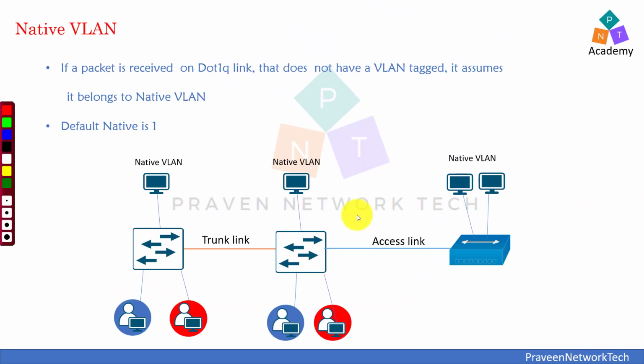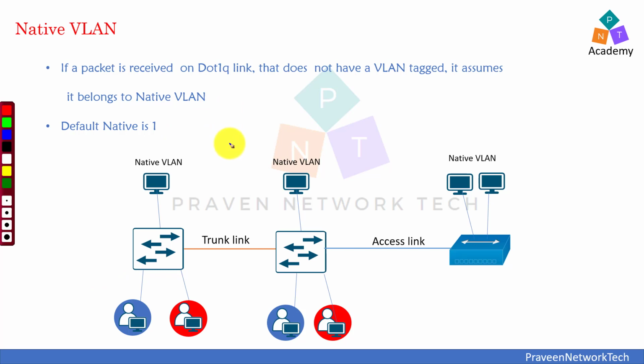Here, coming to the concept called native VLAN. Native VLAN is a concept where, if any packet is received on an 802.1Q link with no VLAN tag information, by default the switch is going to assume that it belongs to the native VLAN. The default native VLAN will always be 1. If you give the command show interfaces trunk, you will see that the native VLAN will always be 1.